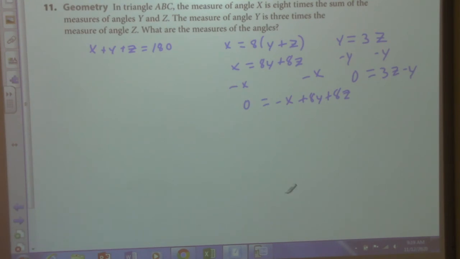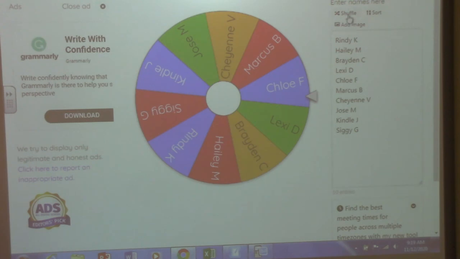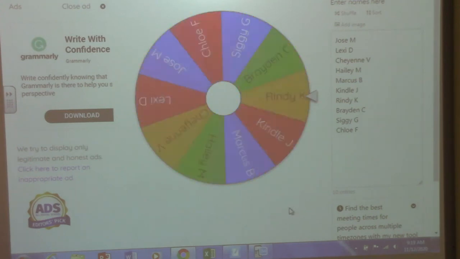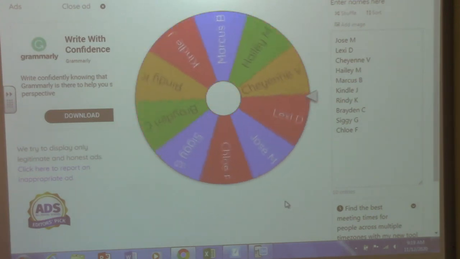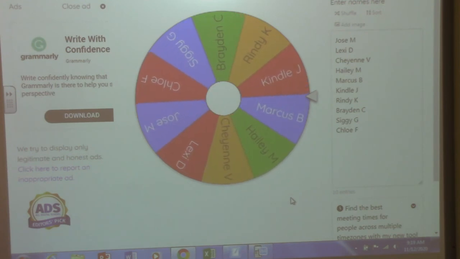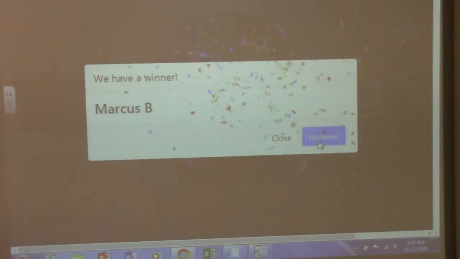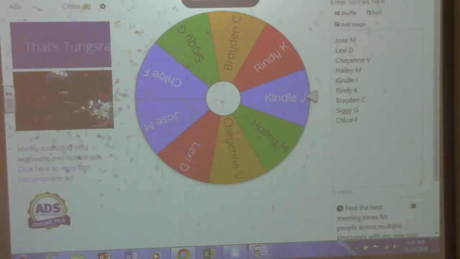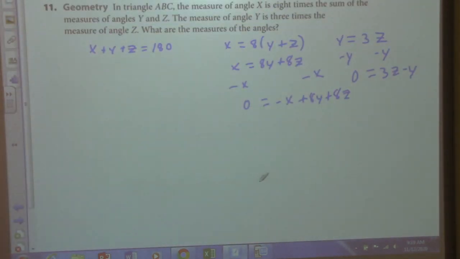All right, let's go ahead. I'm hearing some people with answers. All right, here we go. We shuffle once or twice more. Here we go. It's gonna land on the kid. Oh yeah! I don't know how to do it, but I got the answers. All right. x equals 160. y equals 15. And z equals 5.